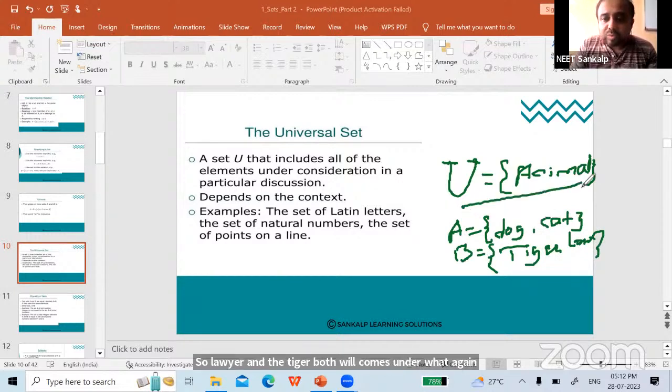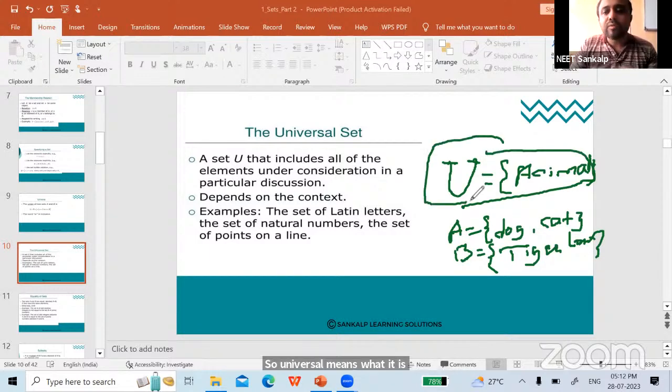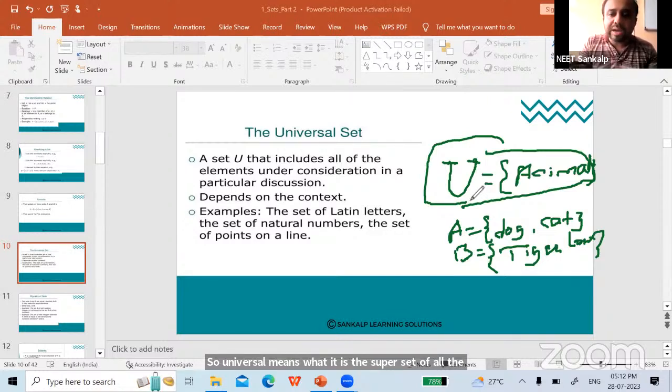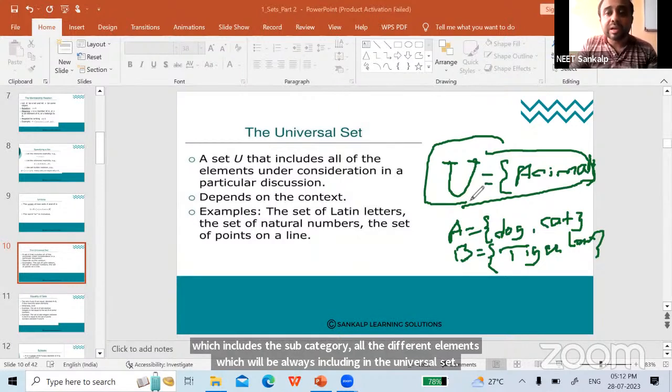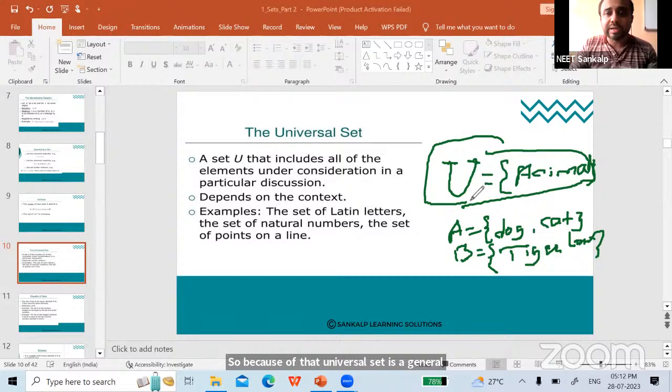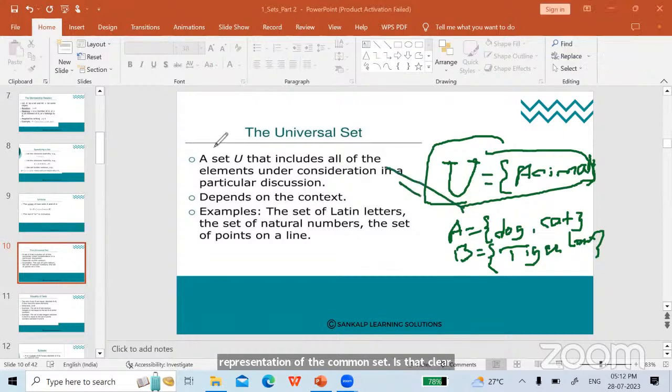So universal set means what? It is the superset of all the sets, in the sense that it includes the subcategories, all the different elements which will always be included in the universal set. Because of that, the universal set is a general representation of the common set. Is that clear? Yes, sir. Okay, now next part.